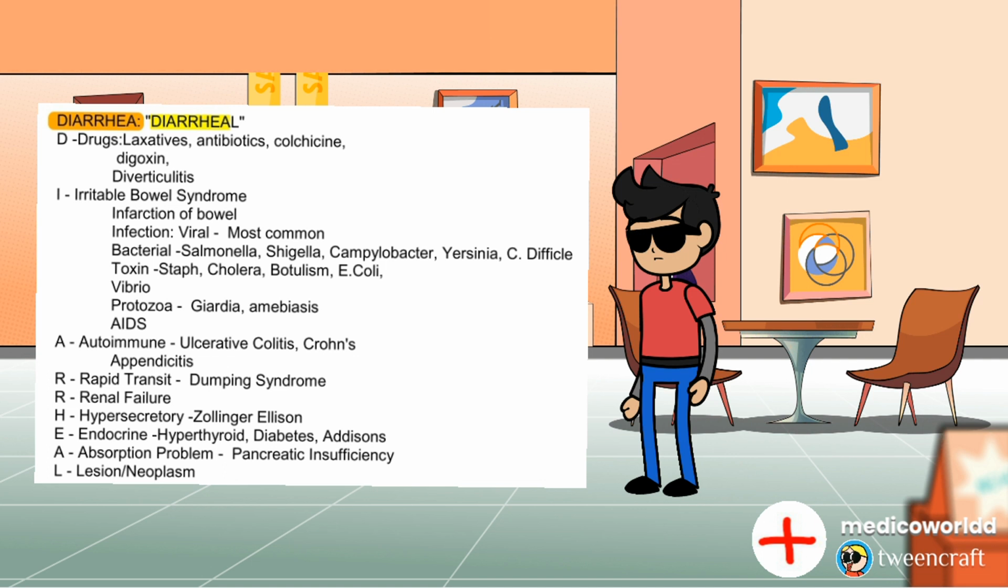A for autoimmune causes. Autoimmune causes are ulcerative colitis and Crohn's disease. And another A for diarrhea is appendicitis. Rapid transit is dumping syndrome. Hypersecretory causes are Zollinger-Ellison syndrome. Endocrinal causes are hyperthyroidism, diabetes, and Addison's disease. Absorption related problem is pancreatic insufficiency.